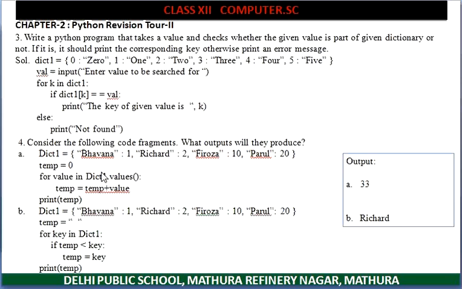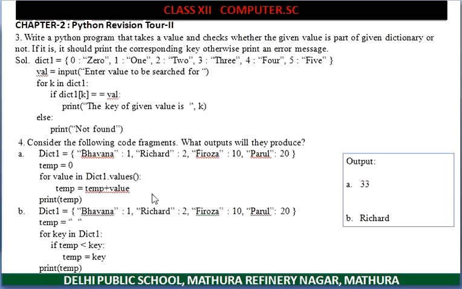Then fourth, this is the output. First we initialize a dictionary with 4 key value pairs. Temp is equal to 0, for value in dictionary 1 dot values, so it will access all the values of the pairs. Temp is equal to temp plus value, and print temp.